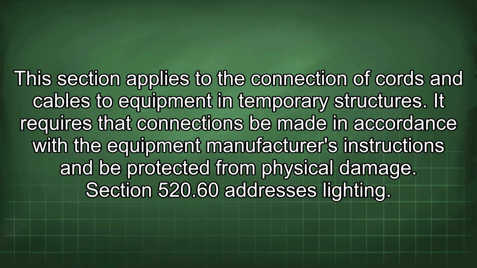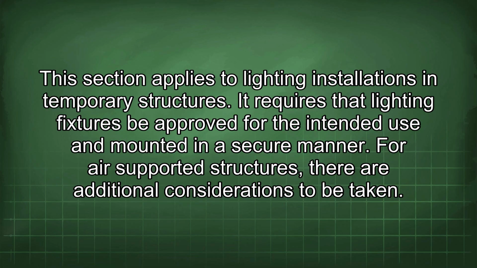Section 520.60 addresses lighting. This section applies to lighting installations in temporary structures. It requires that lighting fixtures be approved for the intended use and mounted in a secure manner. For air-supported structures, there are additional considerations to be taken.